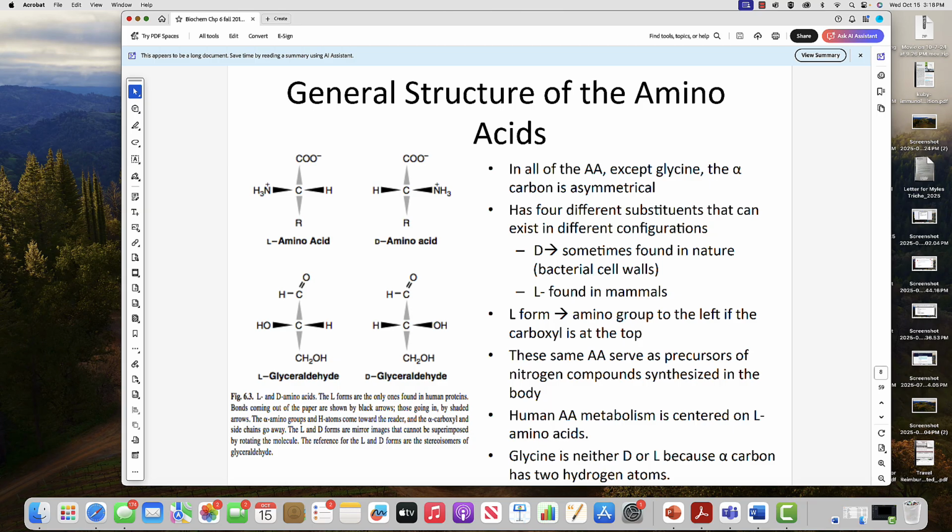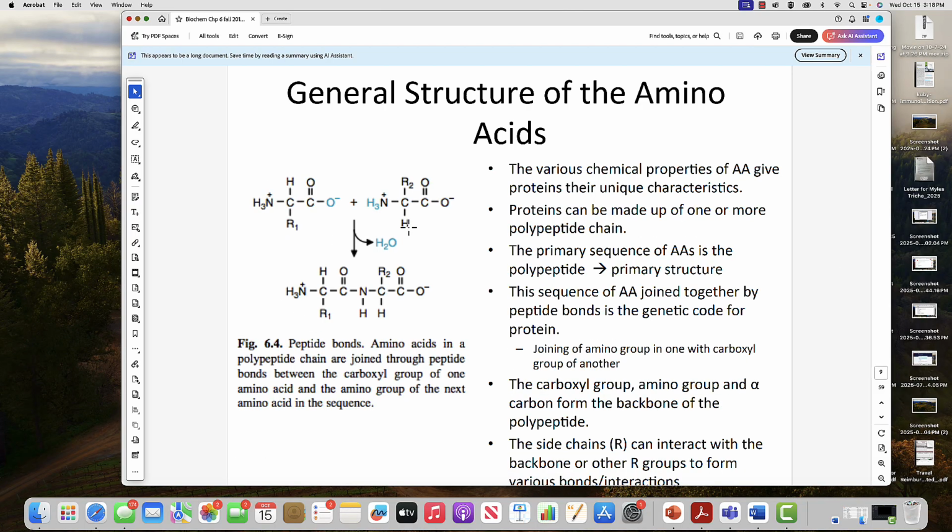Now, why is this important? This matters because enzymes recognize the correct orientation. And if you remember from general chemistry, even though you can have two molecules with the same chemical structure, how they're oriented makes a difference in how they chemically interact with other molecules. So understanding that is crucial to being able to understand how amino acids function and how they interact with other molecules.